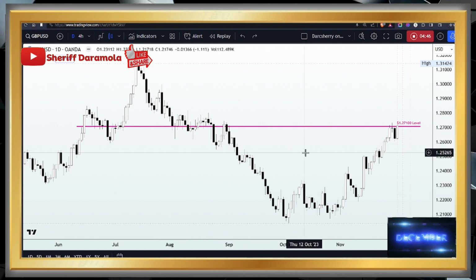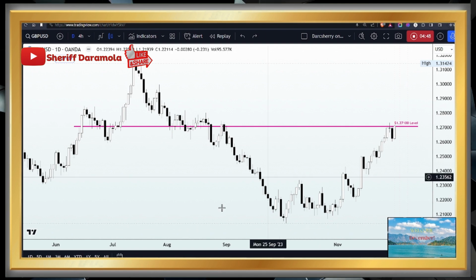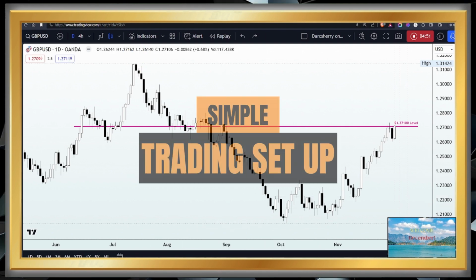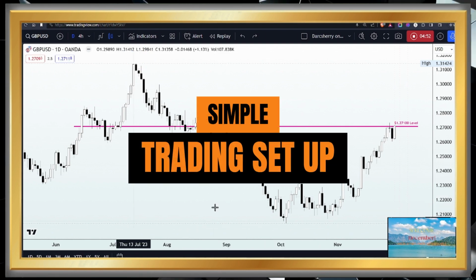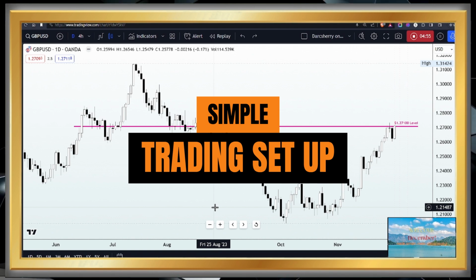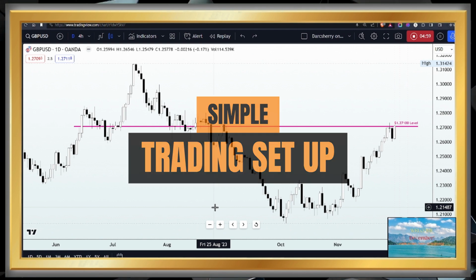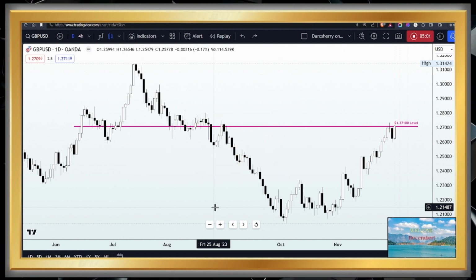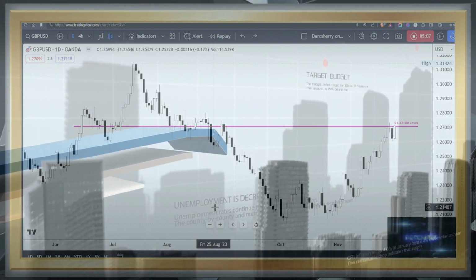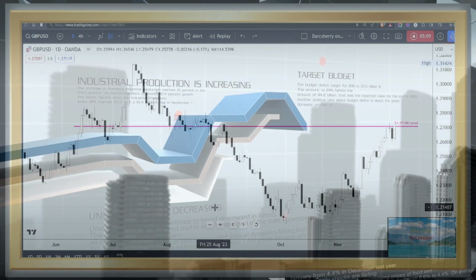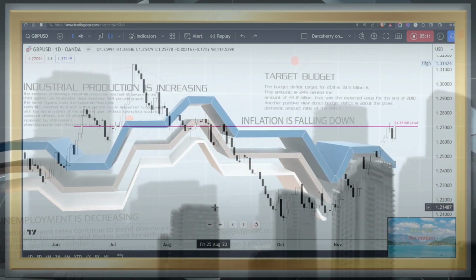Now, in order to capitalize on the next move, I've been able to identify a simple setup on the 4 hours time frame, which we will be using to guide our independent trading decisions. But before we go into the details on the 4 hours time frame, it's very important that we keep tabs with the fundamental factors that will be driving the market sentiment for this upcoming week.